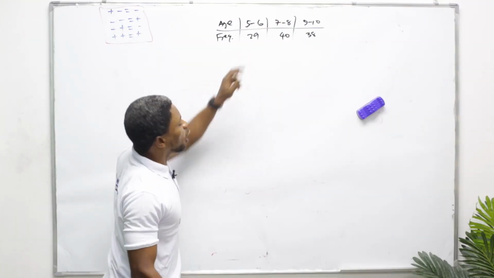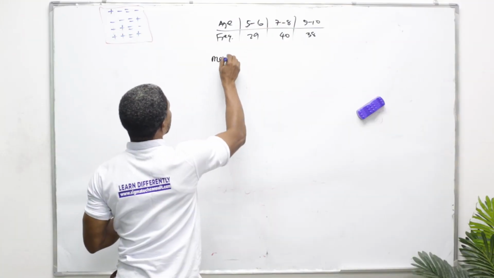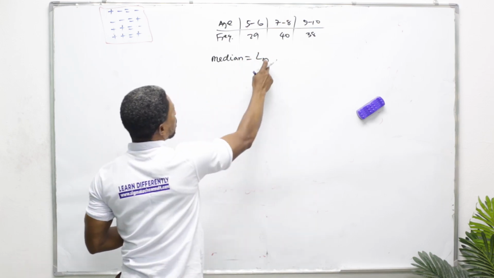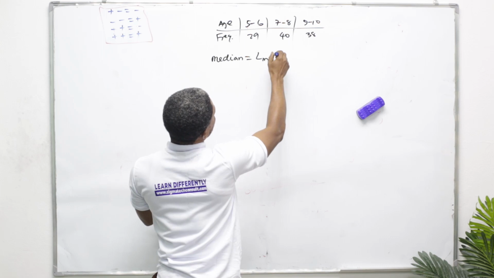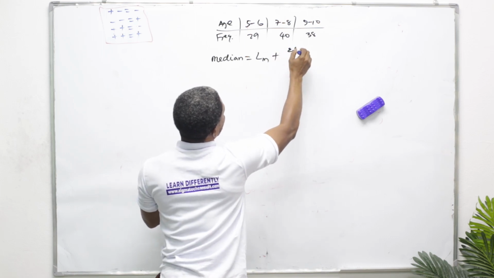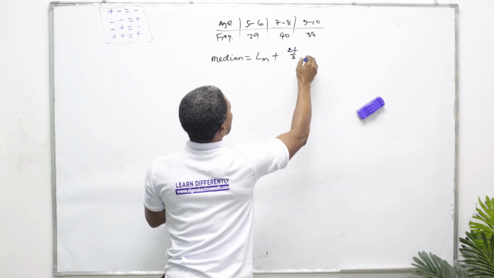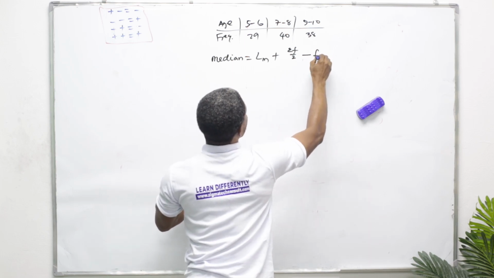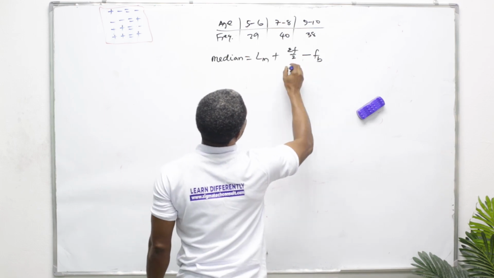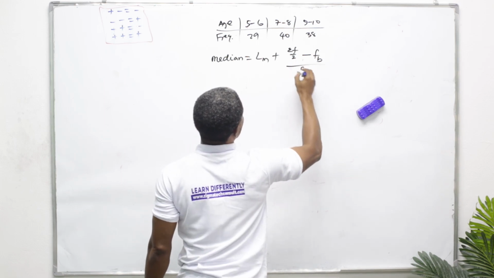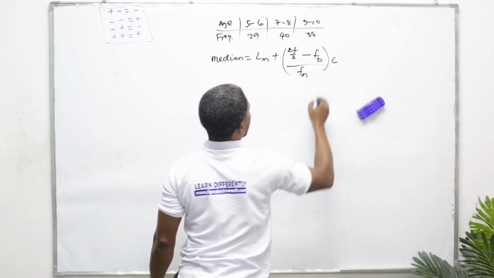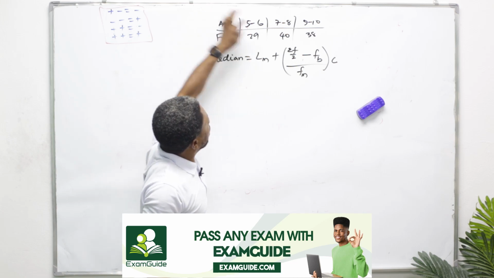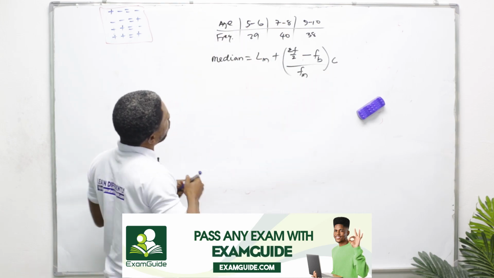For grouped data, you must not forget that your median is equal to the lower limit, plus the sum of frequency divided by 2, minus the frequency before the median, and then divided by the frequency of the median. Multiply it by the class width. This is the class width, in this case the age width. So I'll tell you how we go about it.